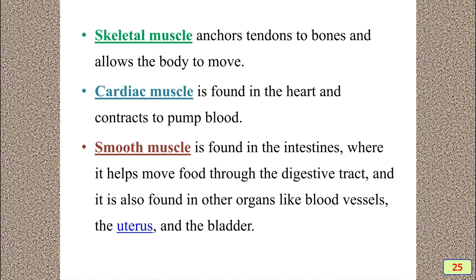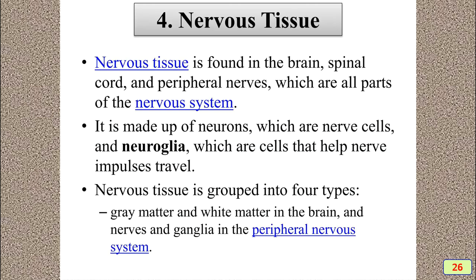And most of the time, the smooth muscles are involuntary. They cannot contract on their own, but as per the body signal that arises, they are going to move. They are not in the control of the animal.